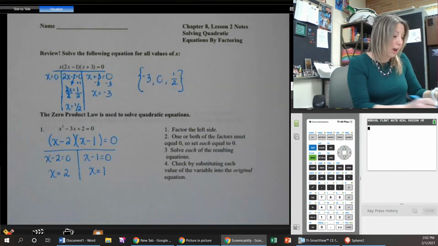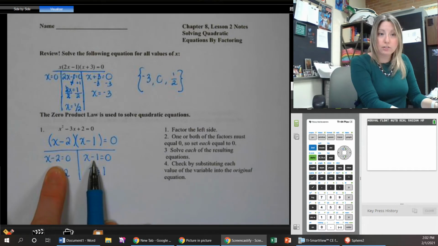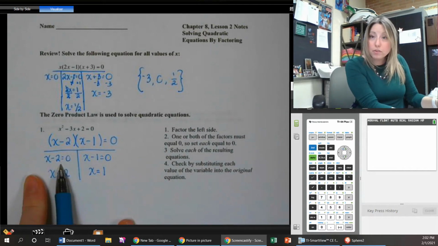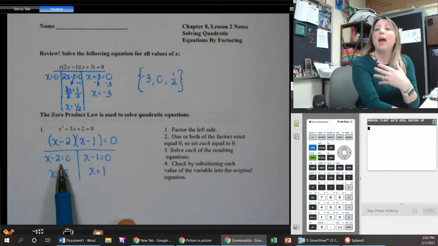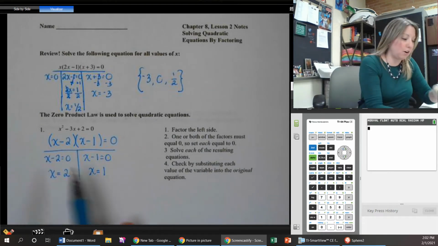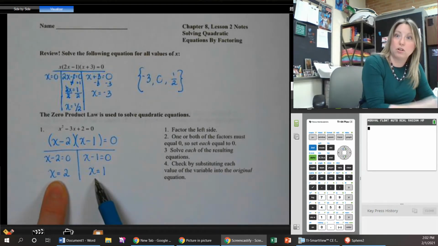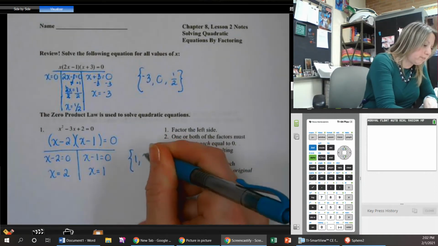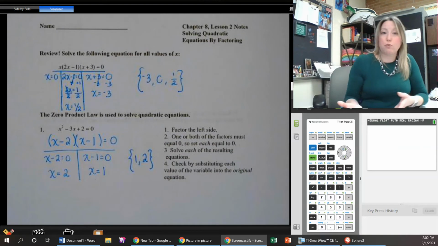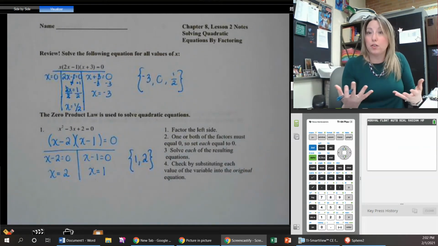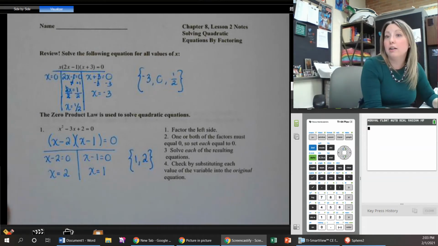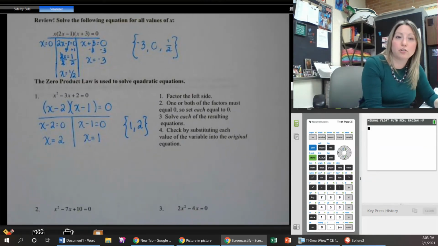Yes, you do still have to write each factor set equal to 0. That is the zero product law going into effect. So you have to make sure you set each factor equal to 0. Then you can go to the answer if you can see it without showing work. Then, of course, we put our answers in curly braces because it's more than likely that we get more than one answer. And then we're going to check by substituting back into the original.